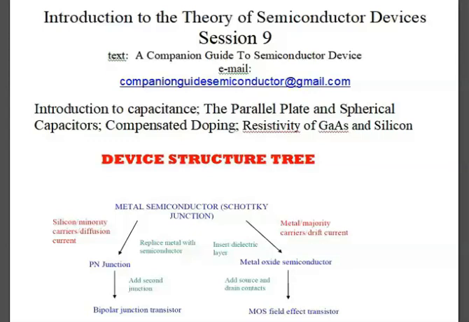In this session we're going to introduce a new topic, capacitance. We'll be looking at the parallel plate capacitor and the spherical capacitor. We'll be finding the capacitance of the Earth, and then we'll be shifting gears a little bit and look at compensated doping, and hopefully towards the end, look at the resistivity of compensated gallium arsenide and silicon.